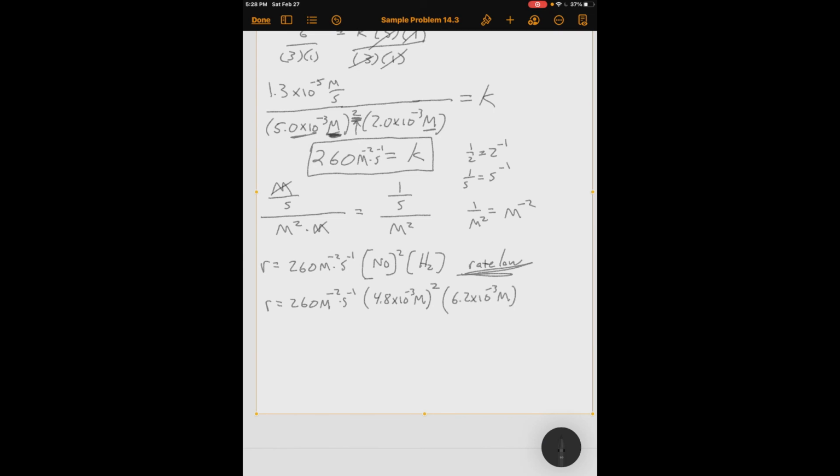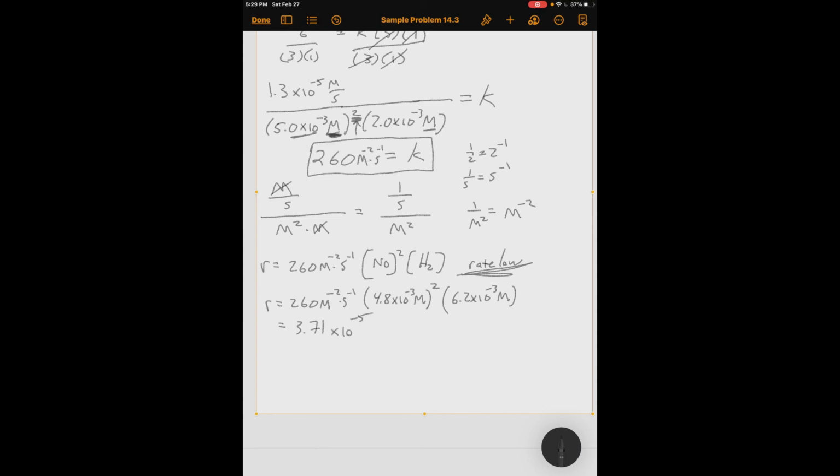Okay. Now, go through the arithmetic there. 260. Do the numbers separately. 260 times 4.8 times 10 to the minus 3. But you got to square that, right? Times 4.8 times 10 to the minus 3. And then you got to multiply that by 6.2 times 10 to the minus 3. And you get this really small number. You get 3.71, I think it is. Yeah, 3.71. I'm going to round it to 3.71. Times 10 to the minus 5.